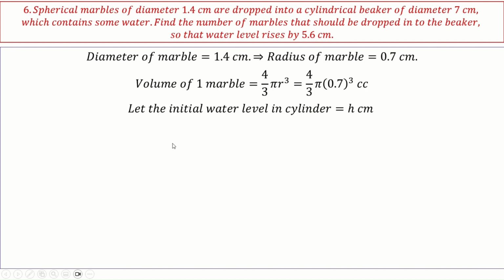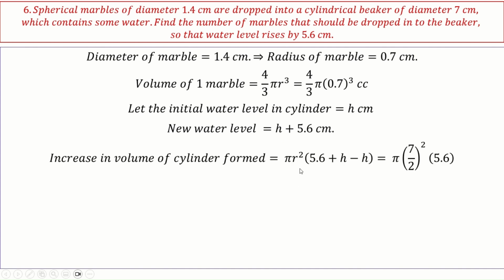Now, for the volume of the initial water level, let's say the height of the initial water level in the cylinder is h centimeters, and the new level will be h plus 5.6 centimeters. So the difference in volume is nothing but (5.6 plus h minus h), so you'll get 5.6 pi r square. That is this volume, the increase in the volume.